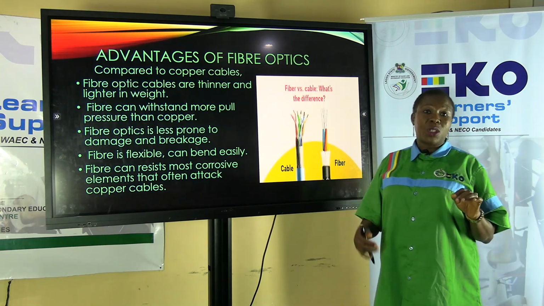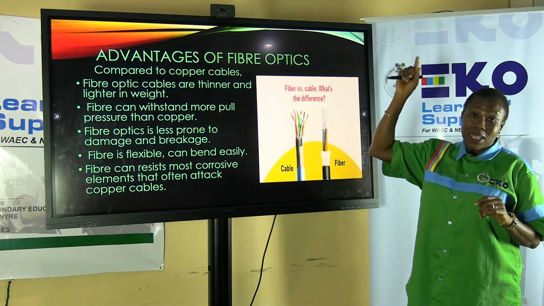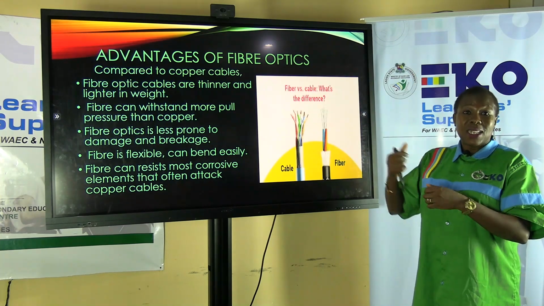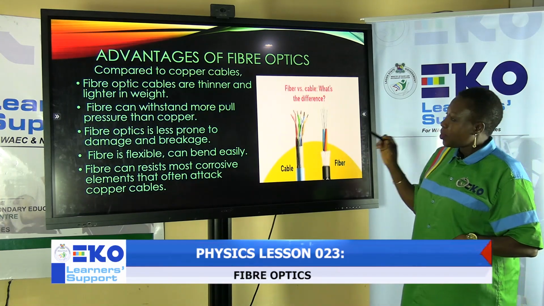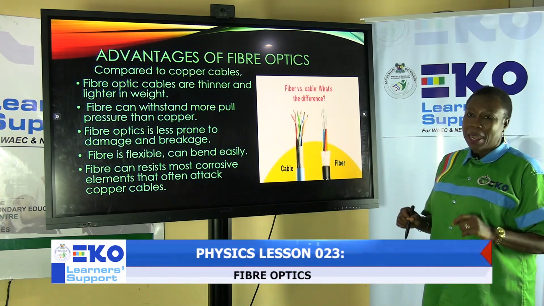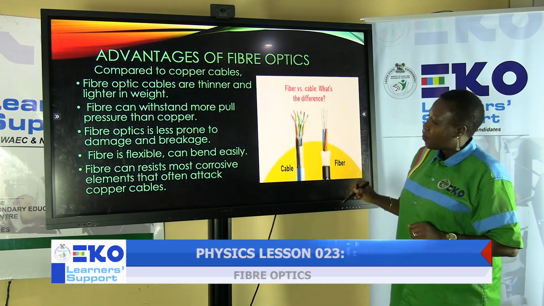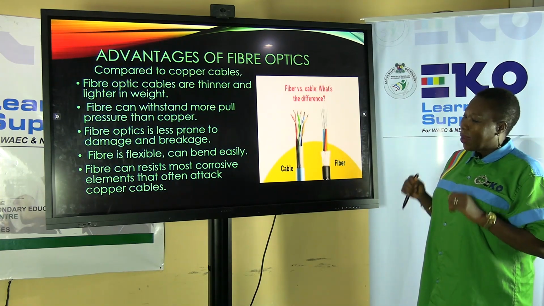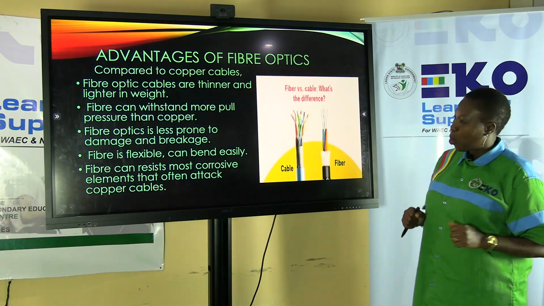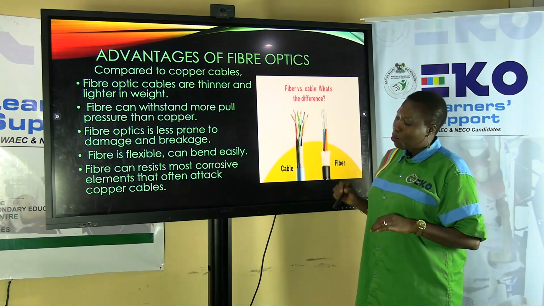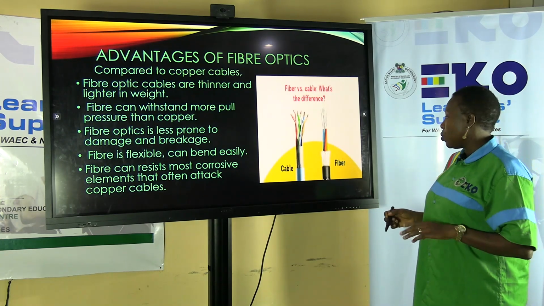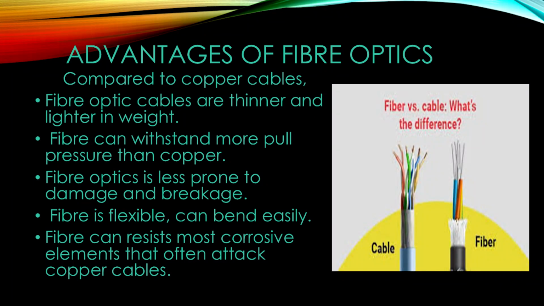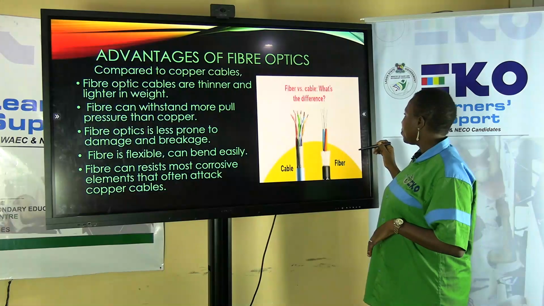That is why they use it for all this, our cable. When you have your antenna up wherever it is, they can easily drag it and pass it through where you need it to get to. Fiber optics is less prone to damage and breakage. Fiber is flexible and can bend easily compared to copper. Fiber can resist most corrosive elements that often attack, such as copper cables. So these are the differences and the advantages of fiber over copper cable.